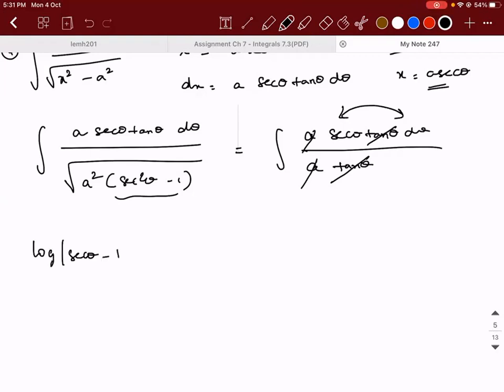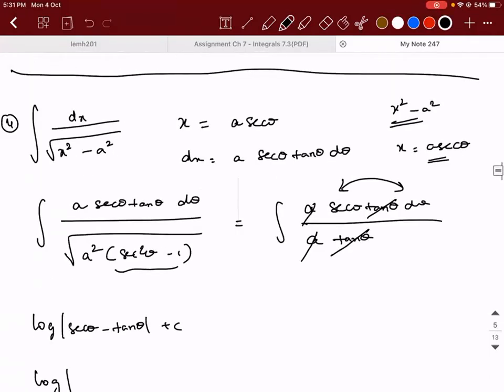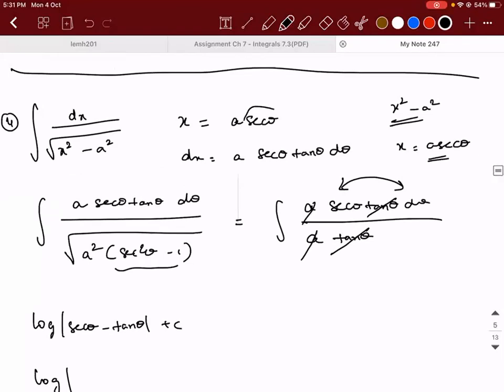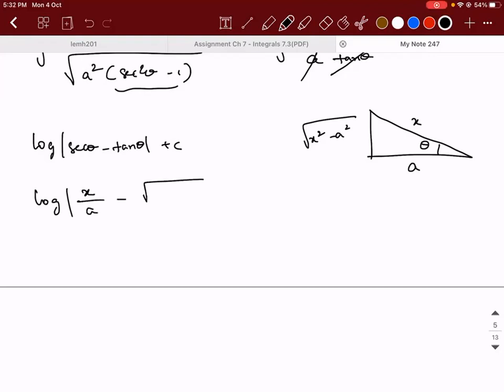Log of secant theta minus tan theta. So log of, what is the value of secant theta? Secant theta is equal to x by a. So if I take a right angle triangle, secant theta is equal to x divided by a. So here it will be root of x square minus a square. So log of, what is secant theta? X by a minus tan theta is root of x square minus a square divided by a. Correct?